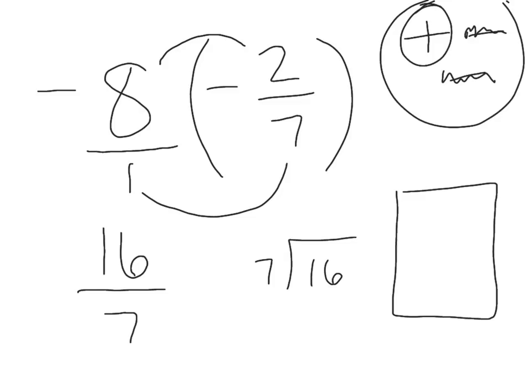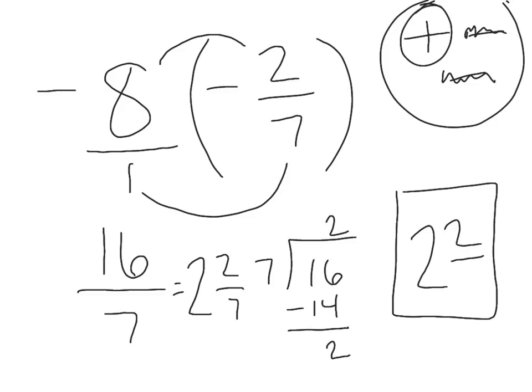7 goes into 16, not quite 3 times, so 2 times would give me 14. So it goes in there 2 times with a remainder of 2. So I have 2 whole times that fit in there with a remainder of 2, leaving me with 2/7. So I go on over to my final answer box. Negative 8 times negative 2/7 is 2 2/7.